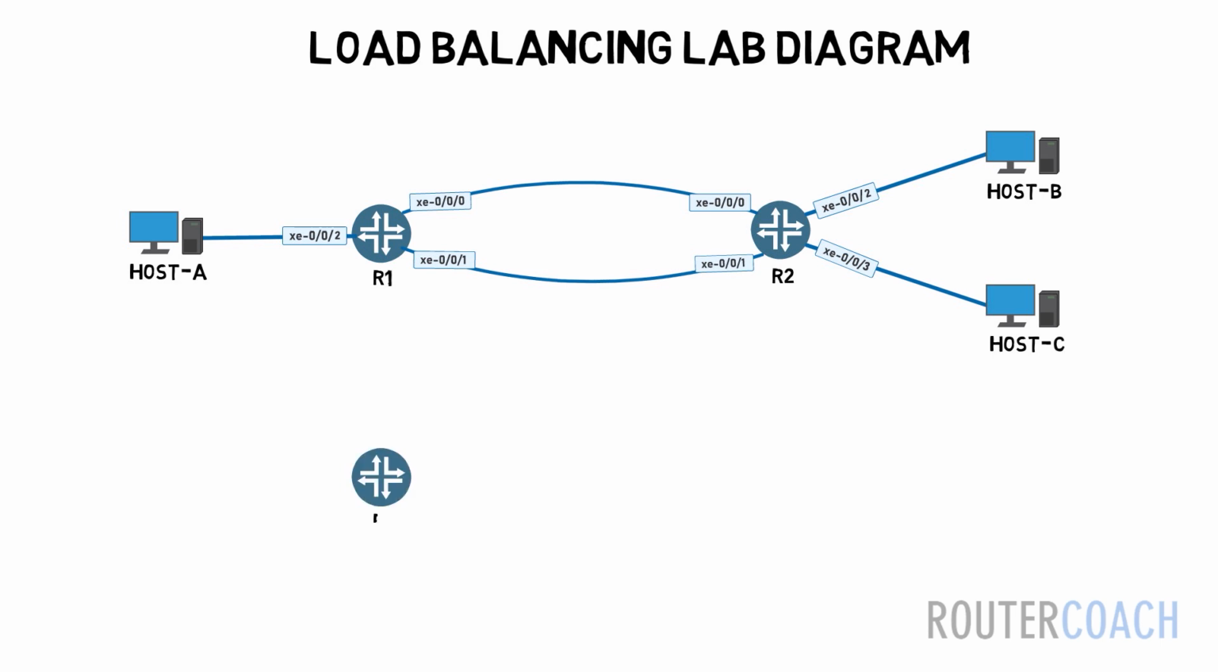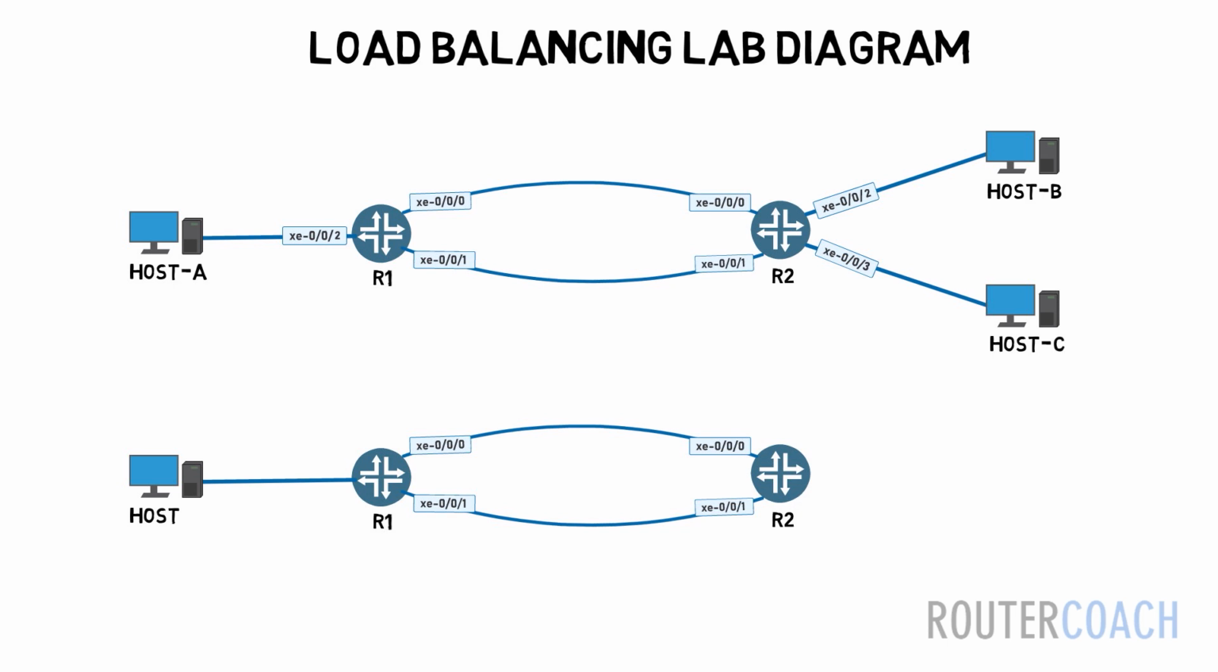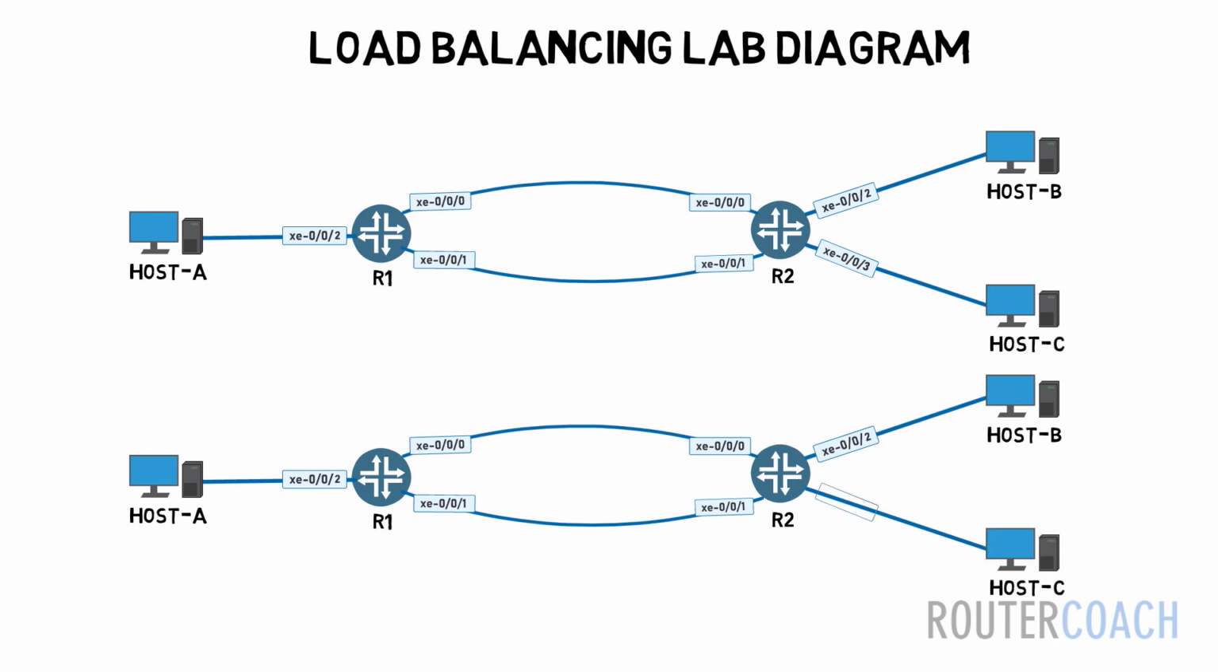Then we have per flow load balancing, which classifies traffic based on certain criteria, such as traffic that enters the same ingress interface, or traffic that has the same source and destination address, or which uses the same protocol. Packets that belong to the same flow go over the same link. So in our example here, host A again is sending traffic to host B and host C, and we see that the traffic destined for host B goes over our top path via our xe-0/0/0 interface, whereas traffic destined for host C follows the bottom path.